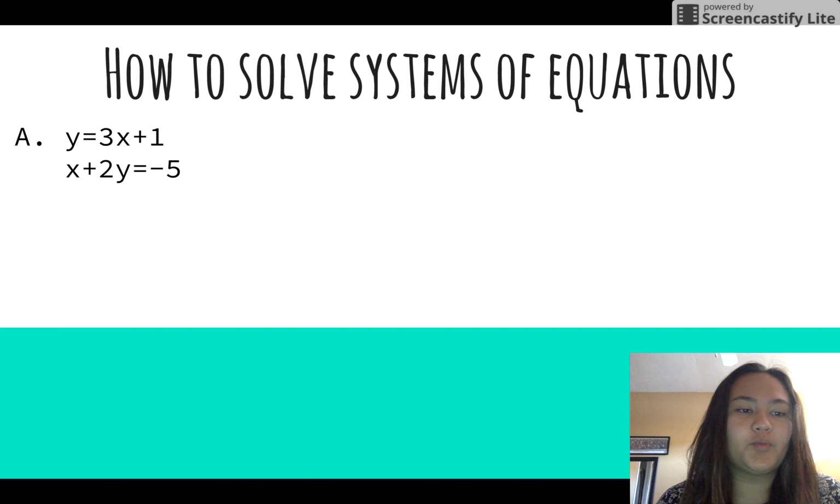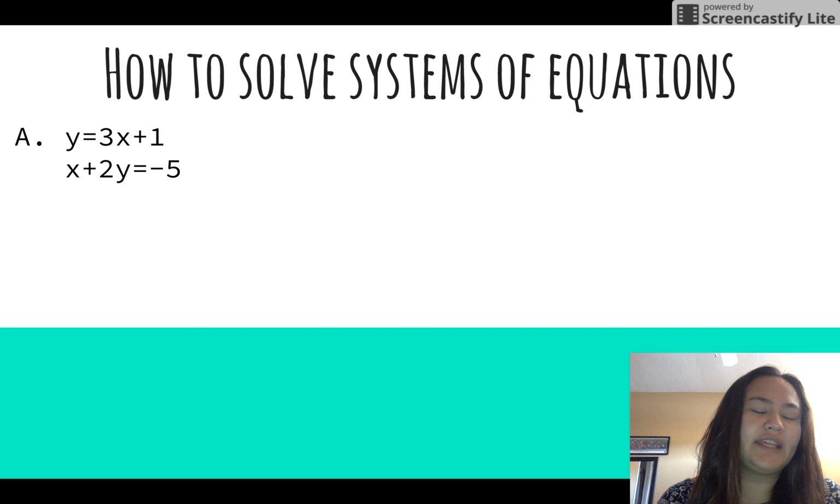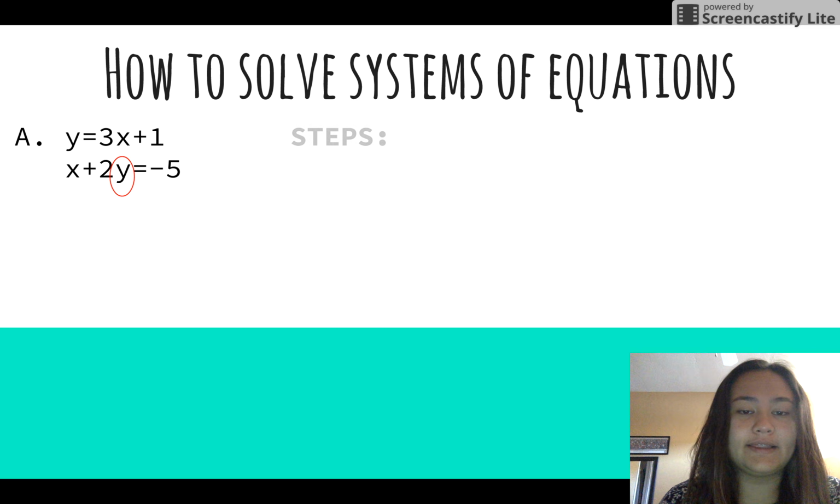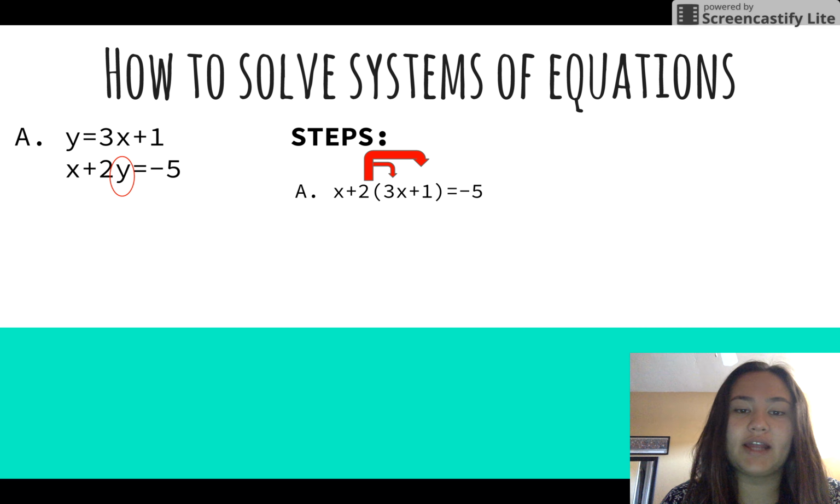And in our first problem, we have the equations y equals 3x plus 1 and x plus 2y equals negative 5. And since we already know what the value of y is, we can plug in 3x plus 1 into the second equation where it says y, and this is going to look like x plus 2 times 3x plus 1 equals negative 5. And we're going to distribute the 2 to the 3x and the 2 to the 1, and that is going to equal x plus 6x plus 2 equals negative 5.